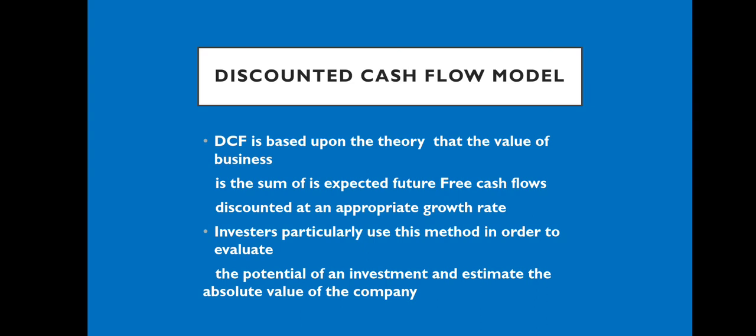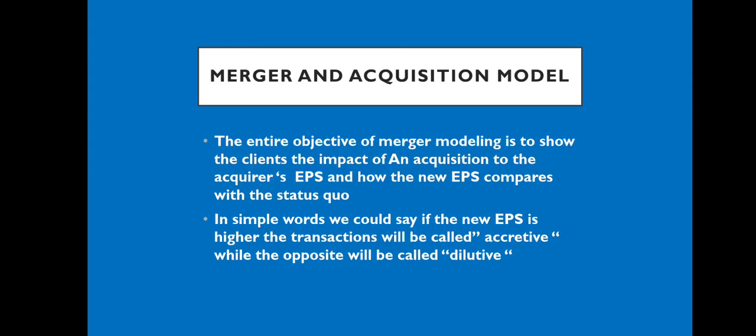The first one is the discounted cash flow model. DCF is based upon the theory that the value of a business is the sum of its expected future free cash flows discounted at an appropriate growth rate. Investors particularly use this method in order to evaluate the potential of an investment and estimate the absolute value of the company.